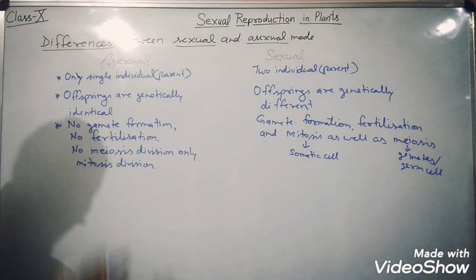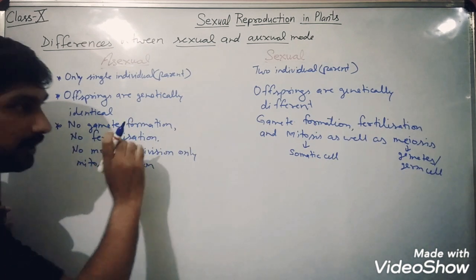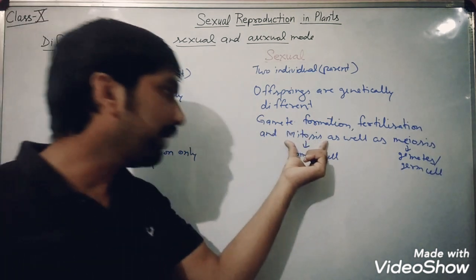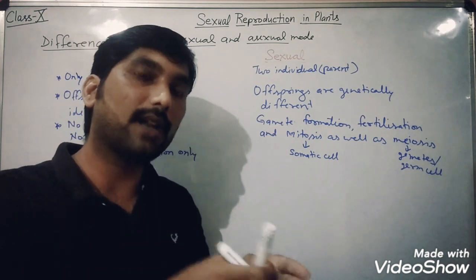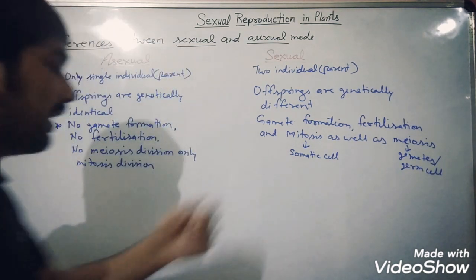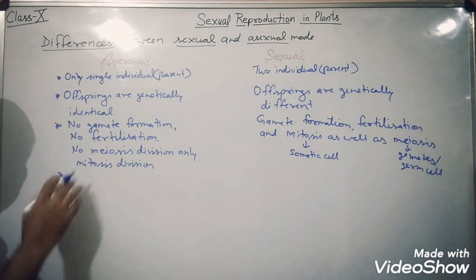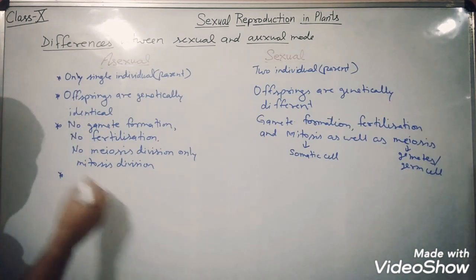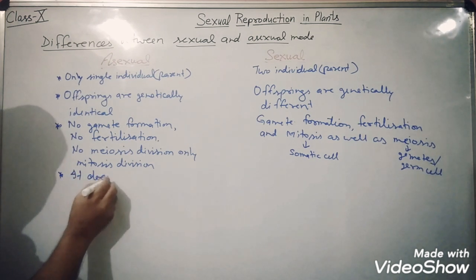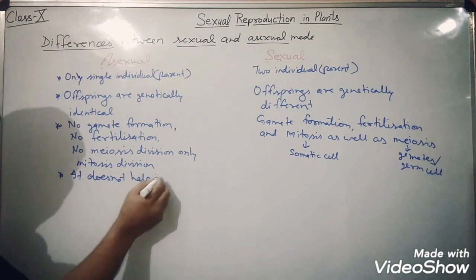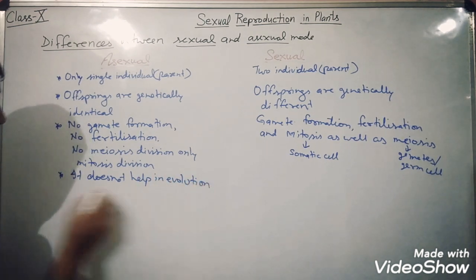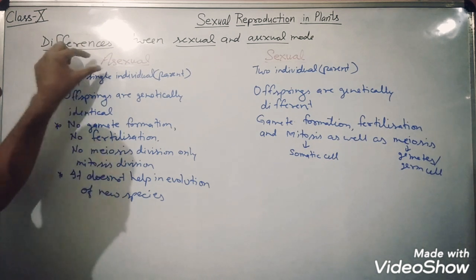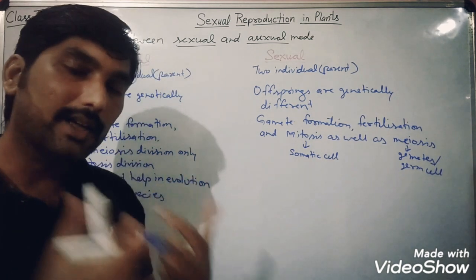But in asexual reproduction, there is no gamete formation, so there is no need for meiosis division, because all the individuals will be diploid. When we talk about mitosis division, the new cells have the same number of chromosomes as the parents have. Now, when we talk about the speciality of this reproduction, it does not produce any variation, so it does not help in the evolution of new species.